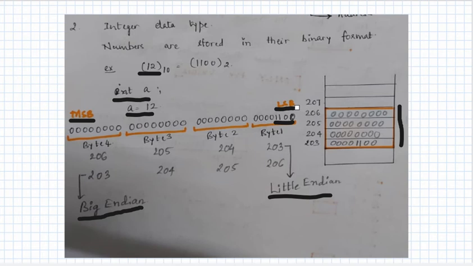If the least significant byte gets the lowest address, then such an architecture is called little endian. If the most significant byte gets the least address, it is called big endian representation. Now let us assume that the architecture has a little endian representation of storing the data. Now how will the data be stored? It will be stored as the first byte here 00001100 and the remaining bytes are filled with 0. This is how a 4-byte integer is stored into the memory.